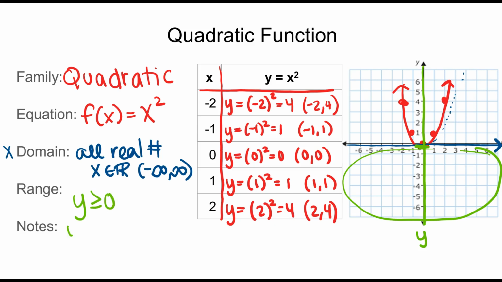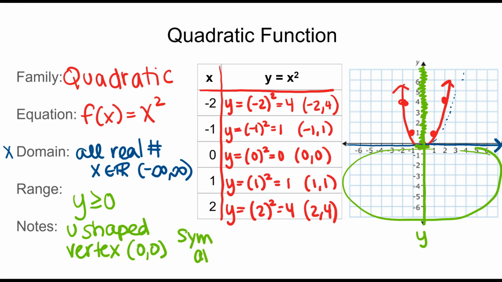Some notes, we've got a U-shaped graph here. Now this has a vertex of (0, 0). And this is symmetric about that y-axis. So let's take a look. If I were to fold this U in half over that y-axis, it would fold perfectly. So it's symmetric about the y-axis.